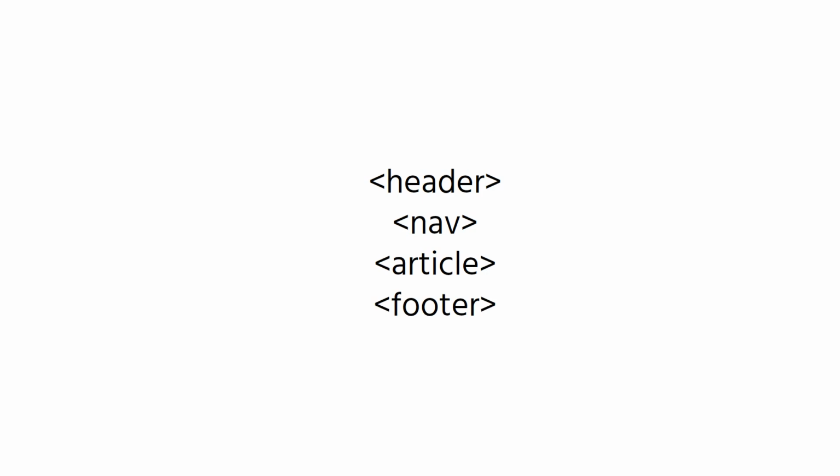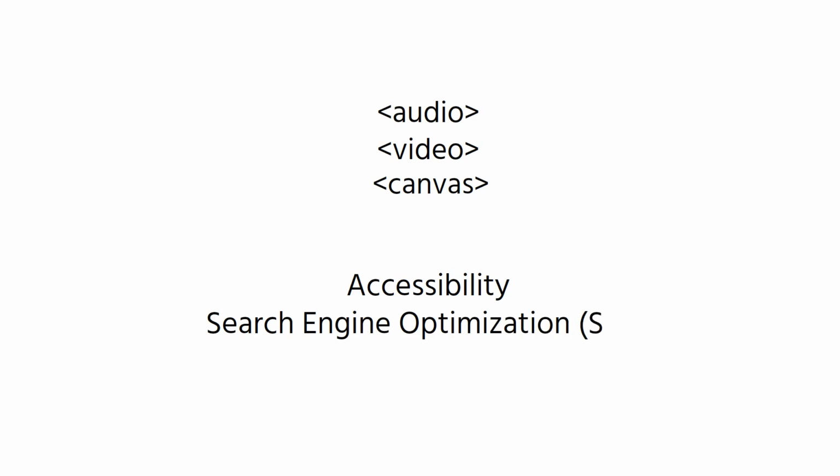HTML5 introduces new elements that support multimedia, like <audio> and <video>, and graphics, <canvas>, as well as semantic tags that make the structure more meaningful. This version emphasizes accessibility and search engine optimization (SEO), helping developers create richer, interactive web pages with simpler code.